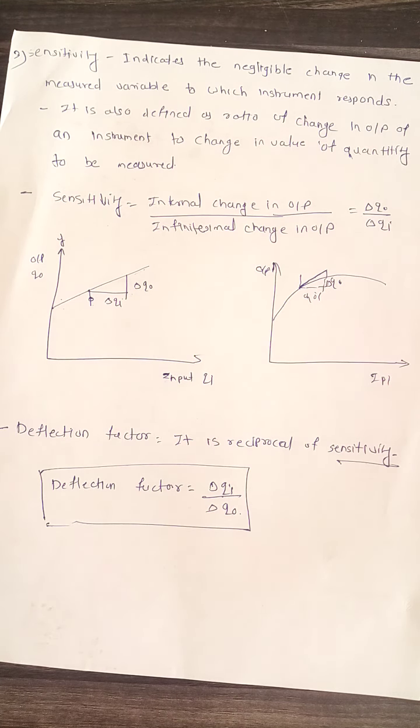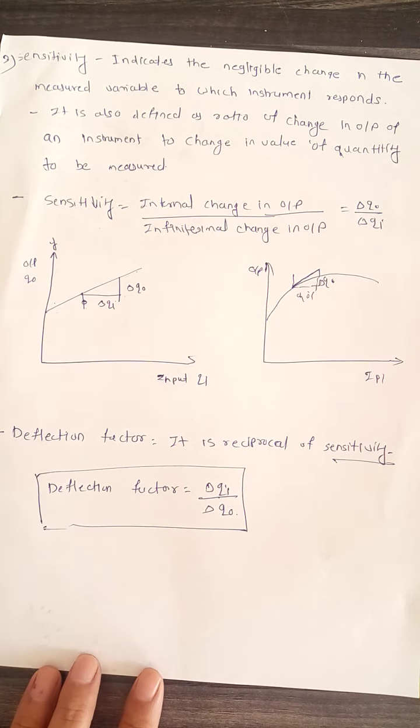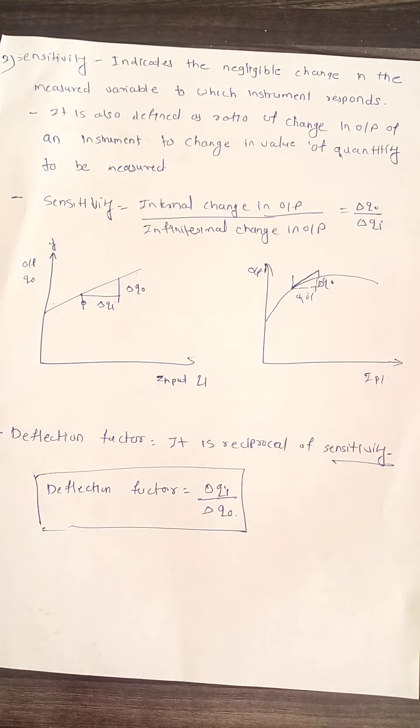Sensitivity indicates the smallest change in the measured variable to which the instrument responds. It is also defined as the ratio of the change in output of the instrument to the change in the value of the quantity to be measured, that is, the change in output upon an infinitesimal change in input. This is the input and output graph, the x and y graph.